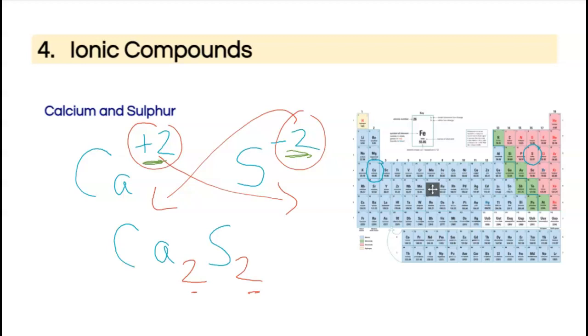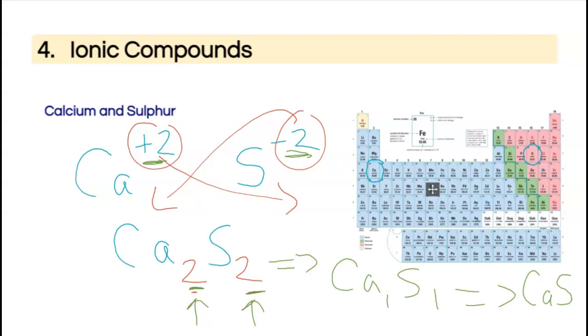And so really, all I need to know is that if I need 2 calciums for every 2 sulfurs, that's really just the same as saying I need 1 calcium for every 1 sulfur. And so in ionic compounds, what we would typically want to do is reduce that ratio of 2 to 2 to lowest terms. And so that becomes a 1-to-1 ratio, which would be Ca1S1, which in turn we would eliminate those ones and just write CaS. Okay?